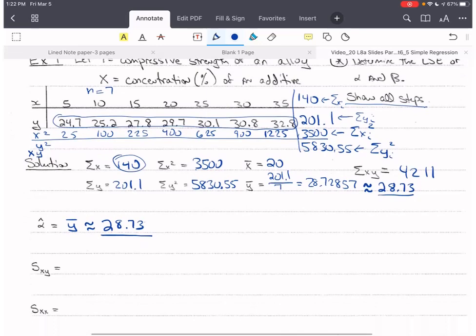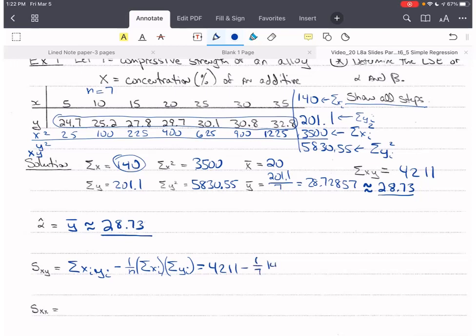Now, S of xy, again, that's equal to the sum of xi yi, minus 1 over n, sum of xi times the sum of yi. You can use parentheses if you like, or not. I think it's fairly clear that we have this situation. And then we fill in, that's 4211 minus 1 over 7 times sum of x is 140, and sum of y is 201.1. And when we calculate this out, we get exactly 189.